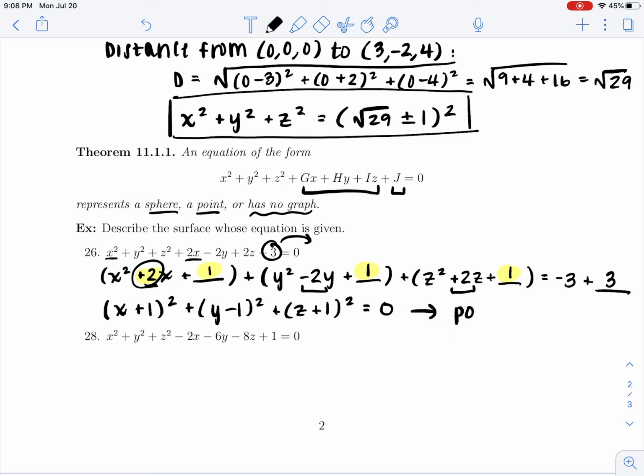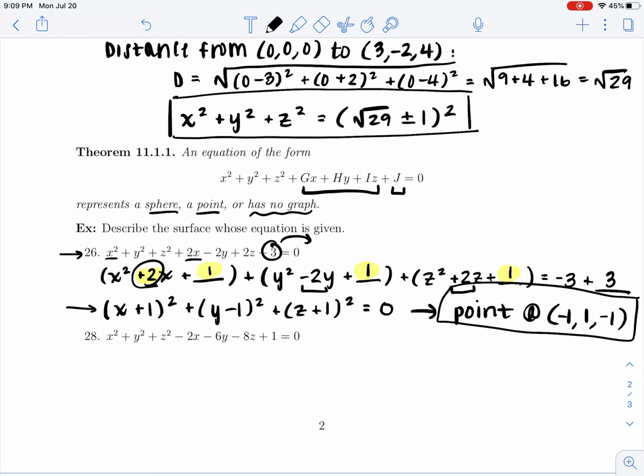So this is satisfied by the point at that center, which is negative 1, 1, negative 1. And you can always double check that this is correct by plugging that point back into the equation that you've gotten. Either the equation as it's written in the problem statement or your simplified equation after you've completed the square. All right, so our final answer here is a point.